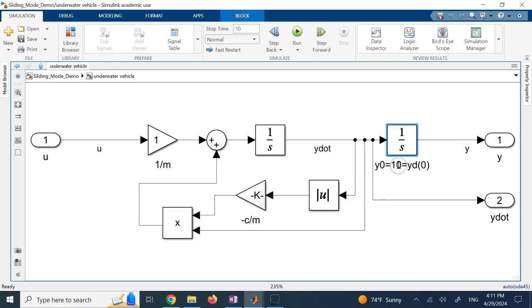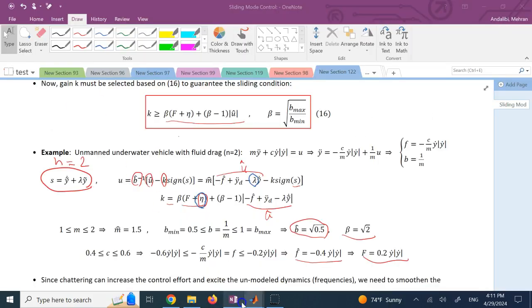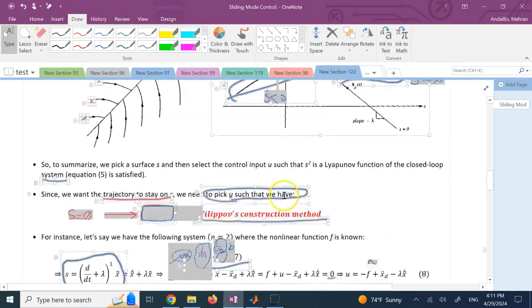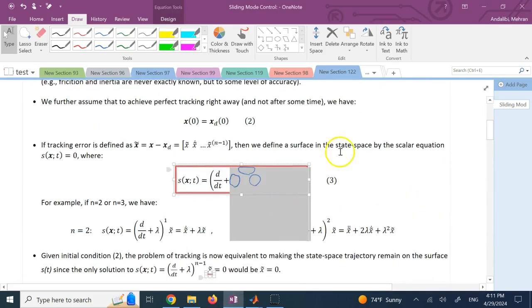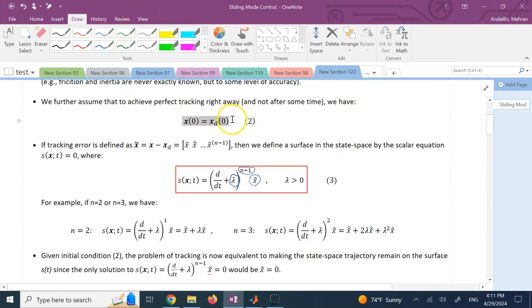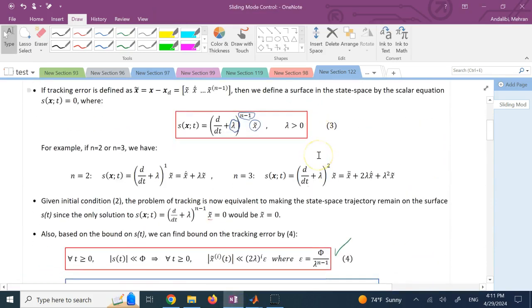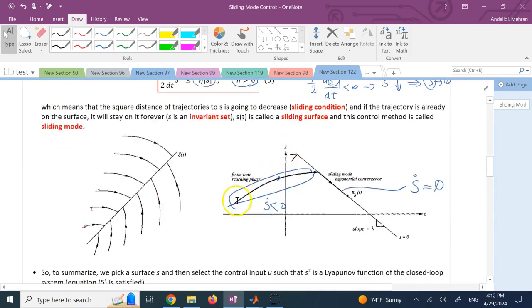Now here I made them not equal to each other. Initially I tried it for those two being equal to each other, but now I changed it. So if you want, remember that condition 2, you can make the initial condition on x and x desired to be the same, or you can make them different. But since I want you to see how you would go to the surface if you don't start on it, I made the two conditions a little bit different.